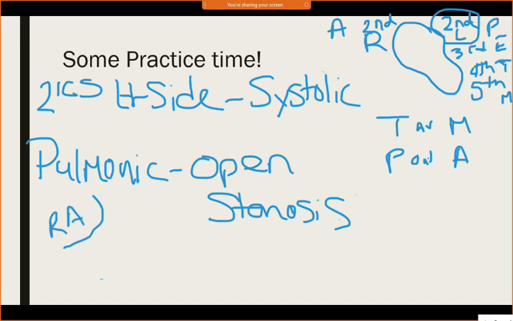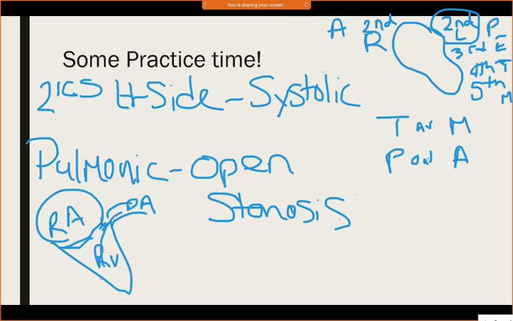So we have our right atrium. This little boy is closed. We have our right ventricle, and we have our pulmonary artery. And this valve is just not opening all the way. So when it goes to eject, we're hearing basically the resistance. Nothing's going back to the right atrium because that valve is closed. We are hearing the resistance to flow going from the right ventricle to the pulmonary artery. So you can imagine this is hard to eject against. It's hard to eject against a stenosis. So that is what we are hearing.